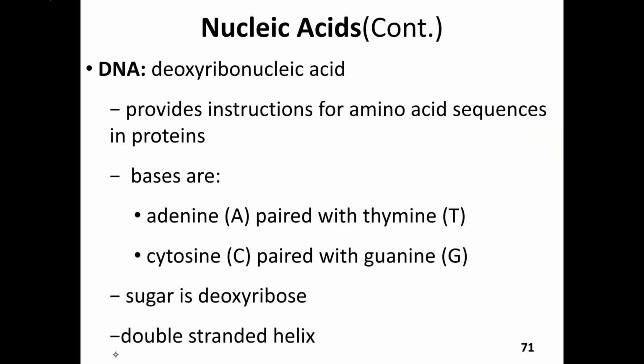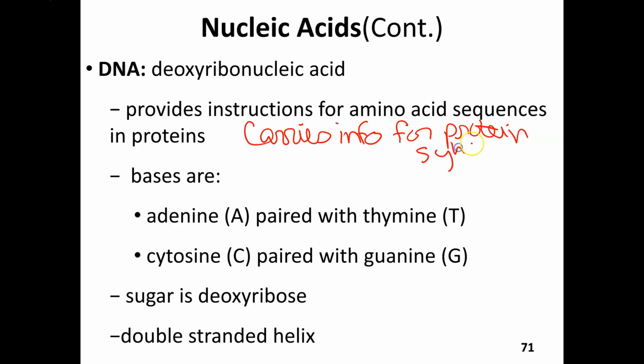So DNA is probably the most famous of all of our nucleic acids. DNA is what contains genetic information that makes our proteins. So it carries information for protein synthesis. It's also what we pass from parent to offspring. So it's the information that's passed from one generation to the next.